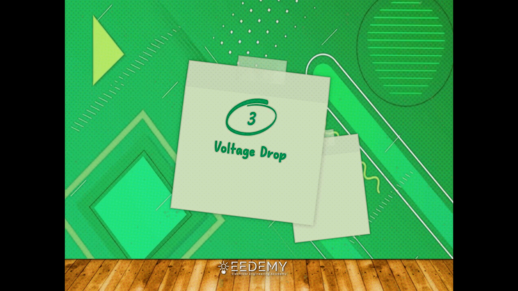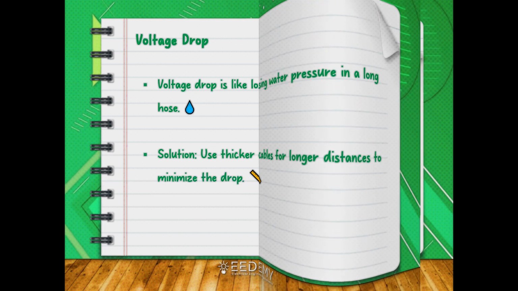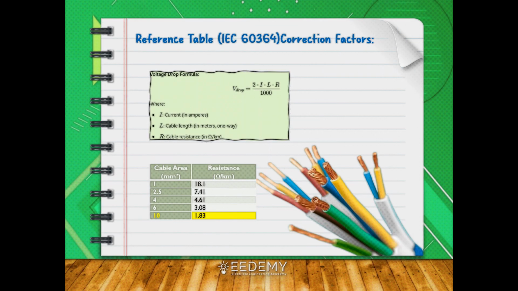3. Voltage drop. Voltage drop is like losing water pressure in a long garden hose. The farther you go, the less water or voltage reaches the end. To ensure reliable system performance, the chosen cable must limit the total voltage drop across the system to no more than 5% of the rated system voltage. Excessive voltage drop can lead to poor performance or even malfunction of connected devices. According to IEC 60364 standards, the total voltage drop should be kept under 5%.